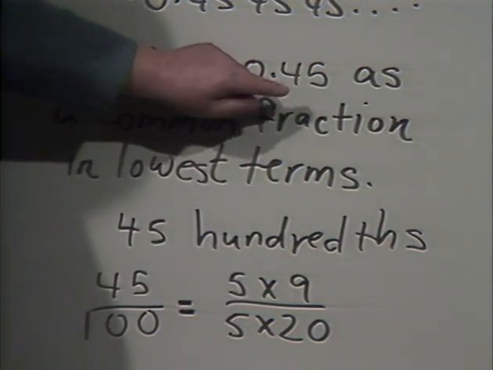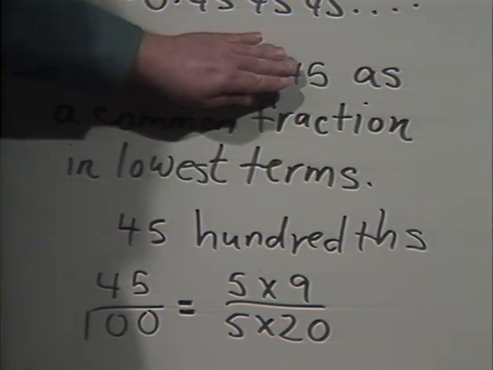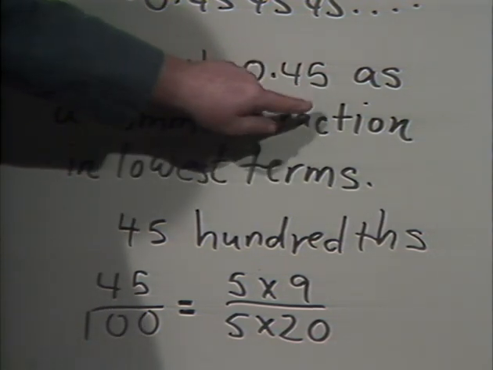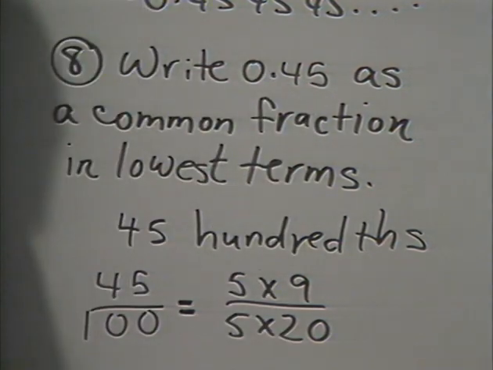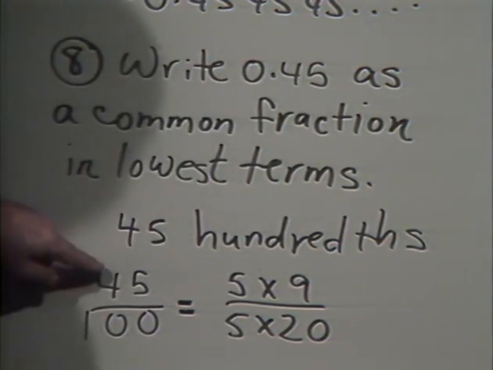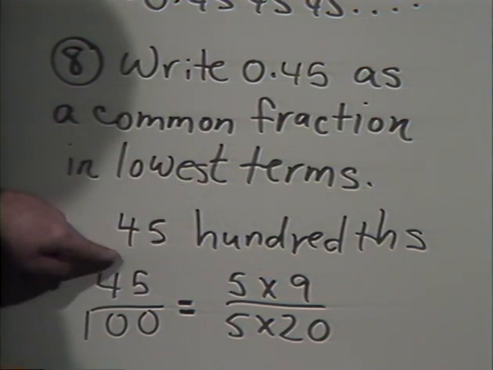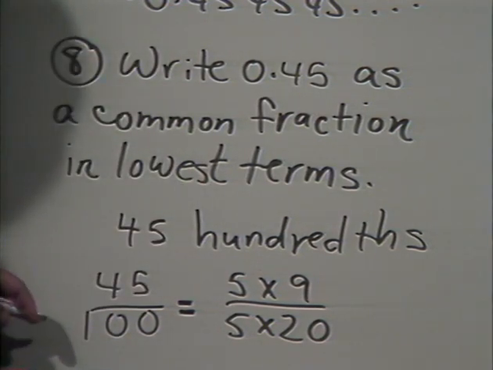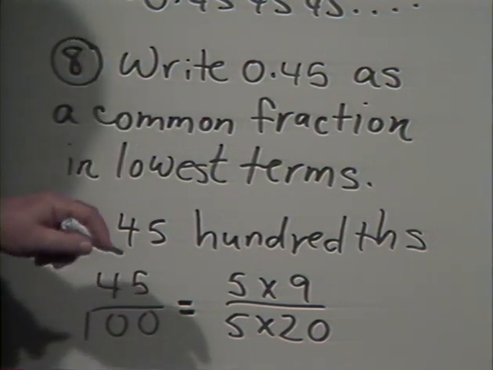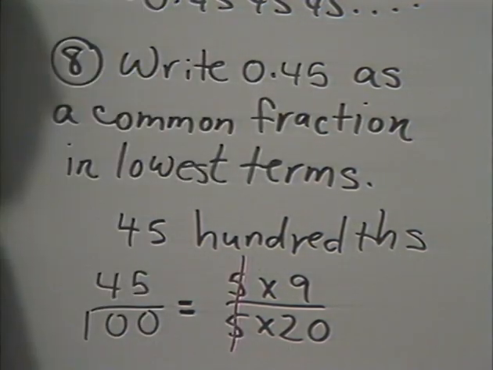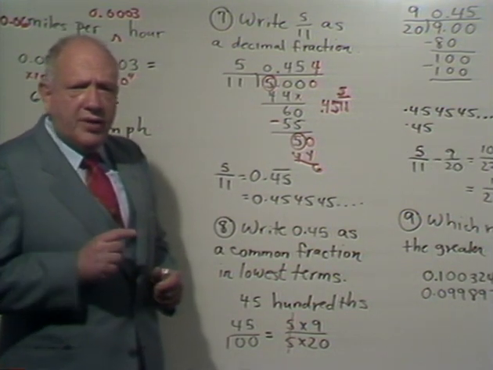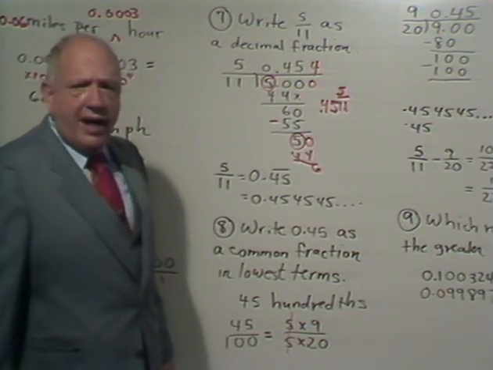Because basically, what does this say? Without the decimal point, it's 45. But the decimal point tells us it is 45 hundredths. You see, there are 2 digits to the right of the decimal point. 0.45 would be 45 hundredths, which is 45 over 100. 45 is 5 times 9. 100 is 5 times 20. We cancel out the 5s, and we have 9/20ths. See, not 5/11ths, 9/20ths.